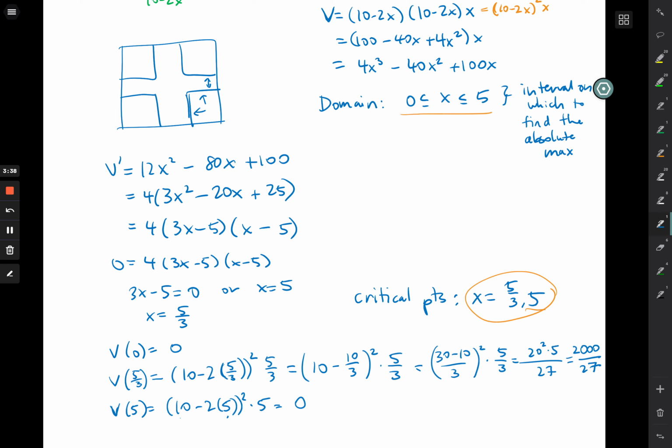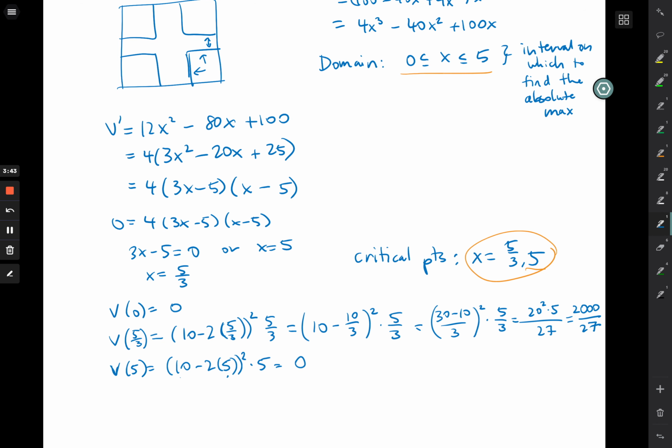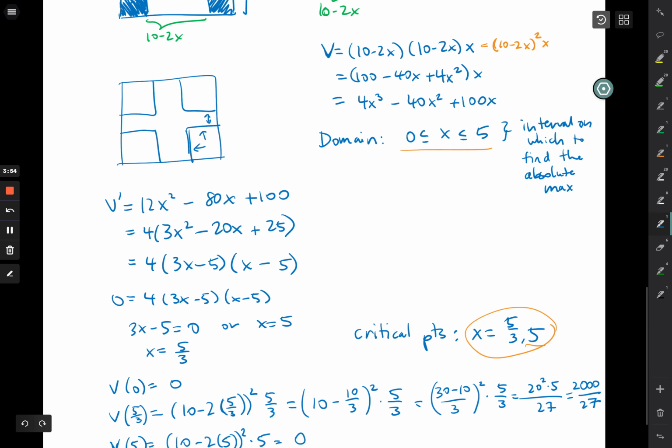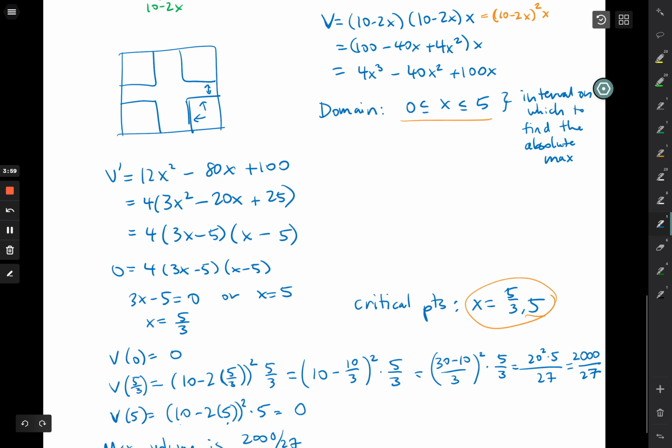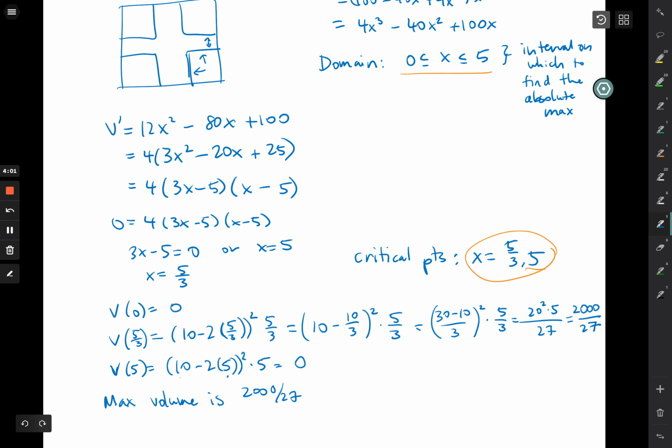So our max volume is going to be 2,000 over 27, so let's write that down. 2,000 over 27. Remember, the side length was measured in inches, so the volume is going to be in inches cubed. In fact, I'll write this like this so it's a bit more clear. 2,000 over 27 inches cubed.